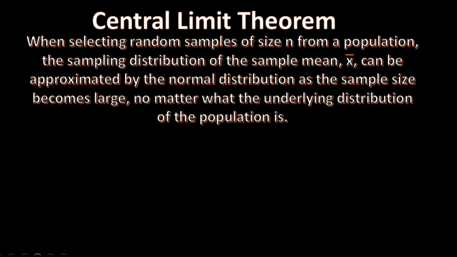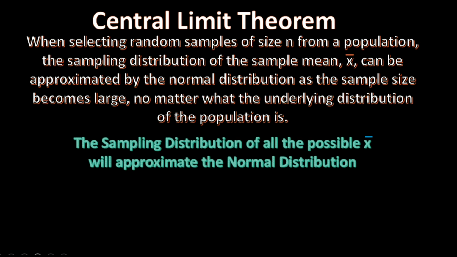So let's understand what this is saying. The Central Limit Theorem says that even if we have a population with a skewed distribution, or a uniform distribution, or any type of distribution you can think of, as you pick larger and larger sample sizes, the sampling distribution of all the possible x bars will approximate the normal distribution.